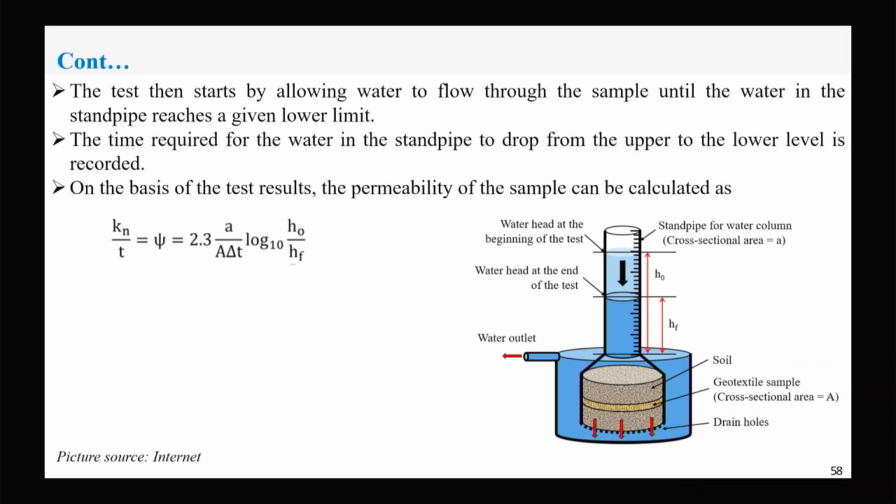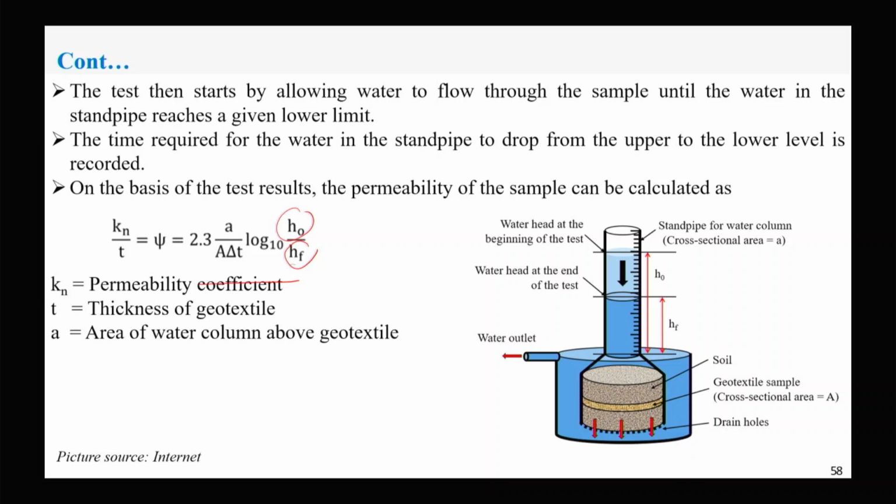So the permeability is calculated using this formula. We can calculate the permeability where the initial height and final height are required, and the area is required. Kn is the permeability coefficient. T is the thickness of the material. Small a is the area of the water column above the geotextile, and capital A is the area of flow.